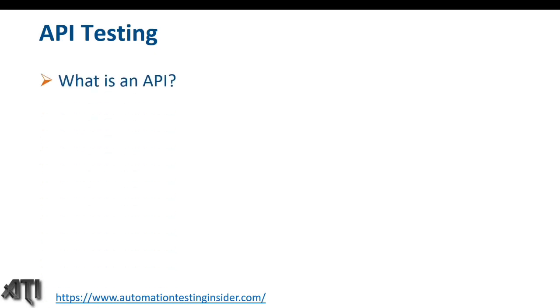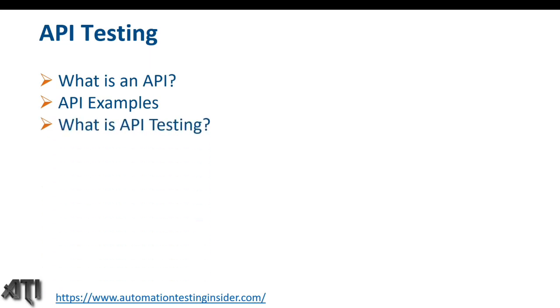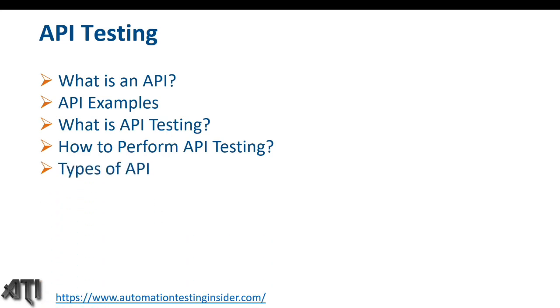So this is the agenda for today. We are going to talk about what is an API. We'll understand the definition of API, what we mean by API, and we'll understand better when we talk about different examples. I'll provide different examples so that you can relate better and understand better what an API is. We'll also talk about what is API testing and how to perform API testing, like what are the ways we can perform API testing. And at last, we'll talk about the different types of APIs.